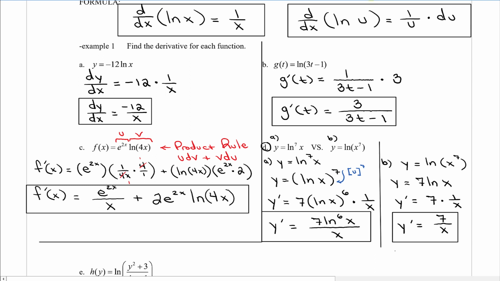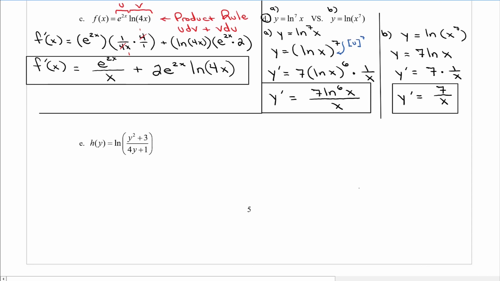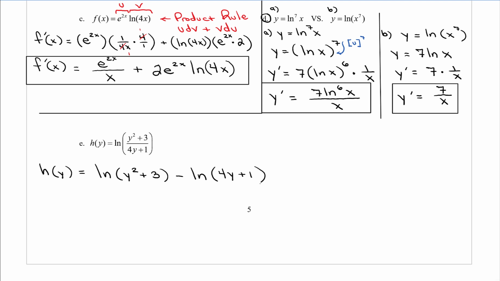Example E. H of y equals the natural log of, we're going to open up a set of parentheses, y squared plus 3, all in the numerator, and it's going to be all over 4y plus 1, and then we're going to close the parentheses. So for this logarithm, we are going to use the rule, the log of a quotient is the difference of the logs. So I'm going to rewrite this as h of y equals the natural log of, open up a set of parentheses, y squared plus 3, close the parentheses, minus the natural log of, open up a set of parentheses, 4y plus 1, close the parentheses.